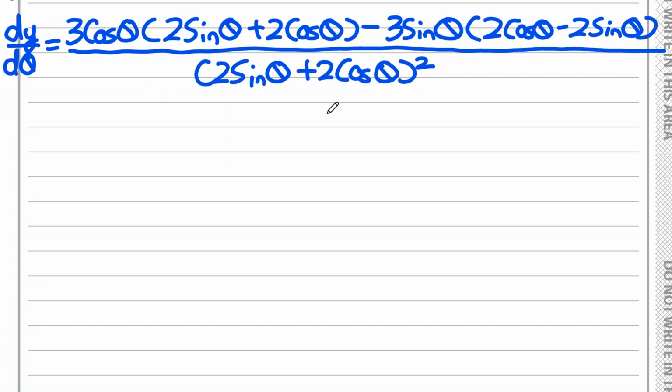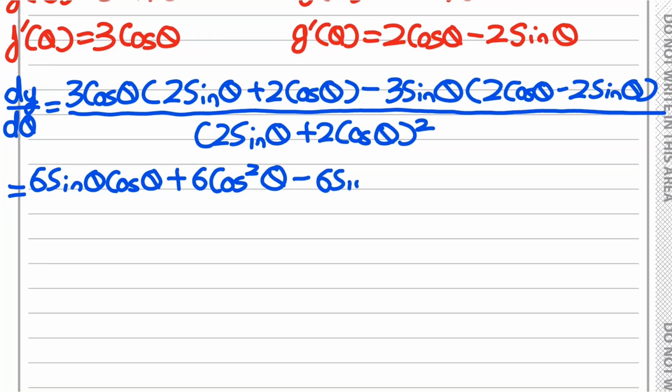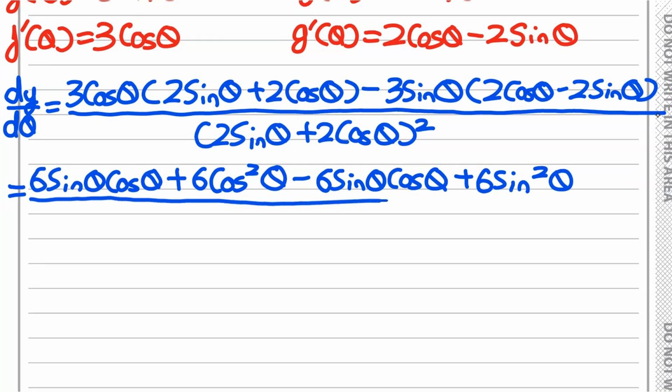Okay, so firstly, let's expand all of the brackets here. Firstly, 3 cos theta times 2 sin theta is going to be 6 sin theta cos theta, and then plus, 3 cos theta times 2 cos theta is going to be 6 cos squared theta, and then minus, 3 sin theta times 2 cos theta is going to be 6 sin theta cos theta, and then minus 3 sin theta multiplied by minus 2 sin theta is going to be plus 6 sin squared theta, like this here, and all of this is over this here squared.